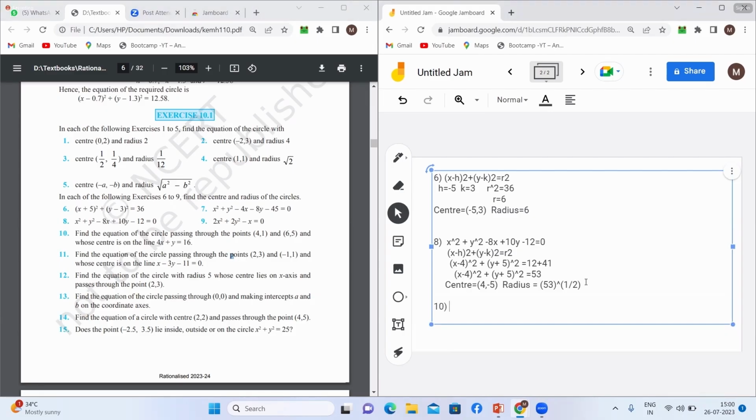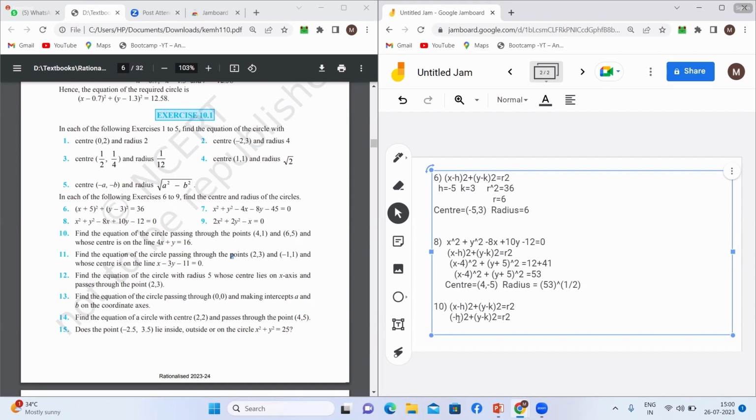So what has been asked? Find the equation of the circle passing through the points (4, 1) and (6, 5), and whose center is on the line 4x plus y equal to 16. Okay, so again, let me write the same equation. You have to write this equation in every question, so better you should learn it. And now just put the values. We have been given the circle is passing through (4, 1) and (6, 5).